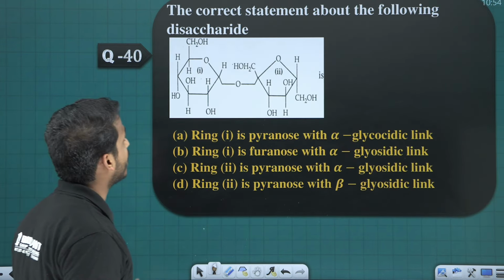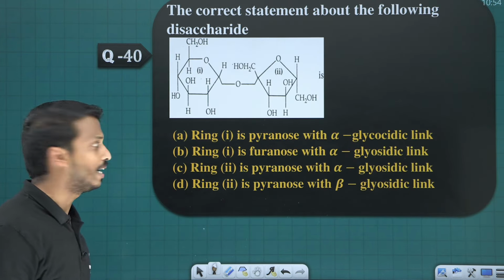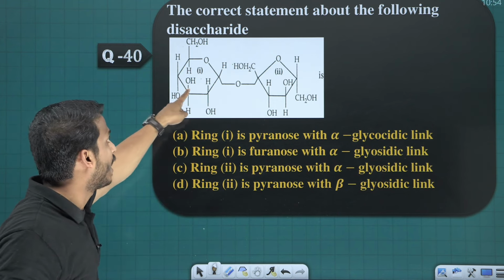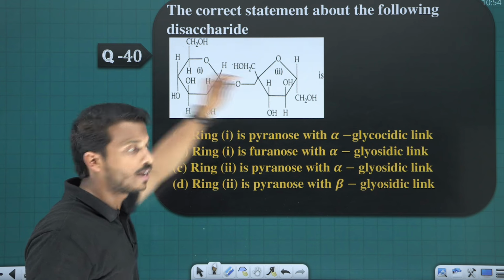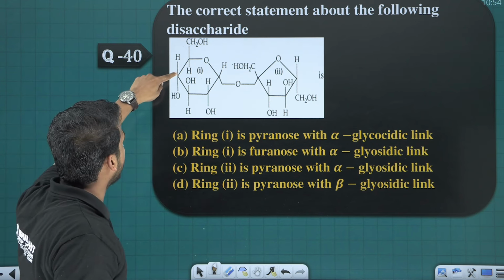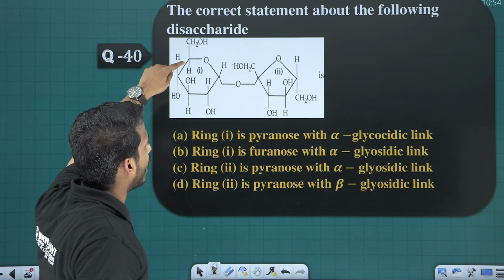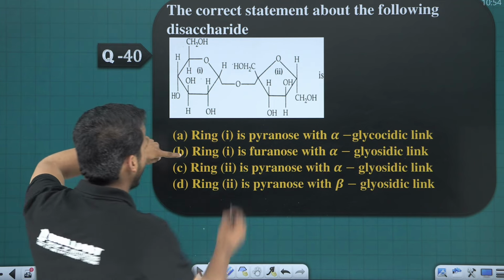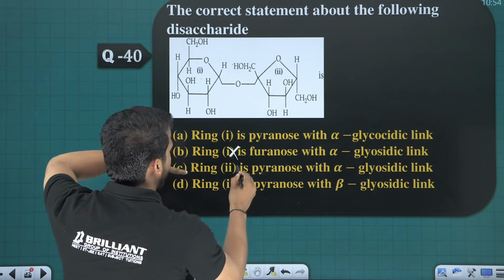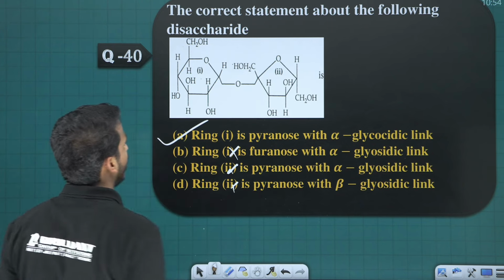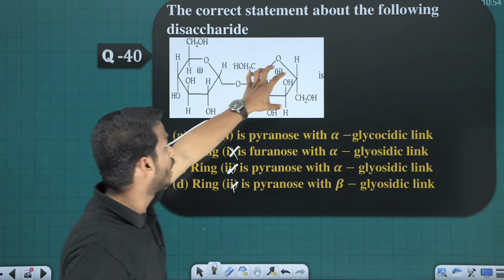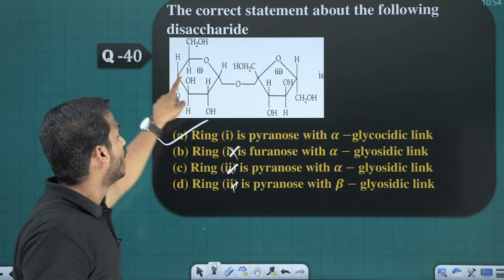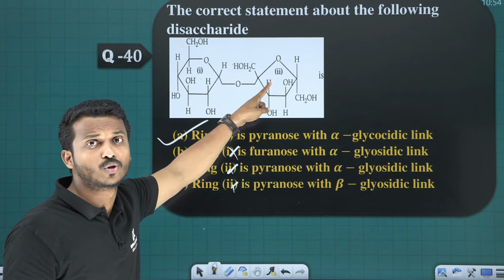Now, the correct statement about the following disaccharide is, what is this ring? This is our glucose ring, pyran, and this is the furan ring. So, question: ring 1 is pyranose with the alpha glycosidic linkage. Ring 1 is furanose, no. Ring 2 is pyranose, no. Right. So the answer is option A. Ring 1 is pyranose, ring 2 is furanose, and the connection is alpha. What is this actually? This is glucose, this is fructose, right?